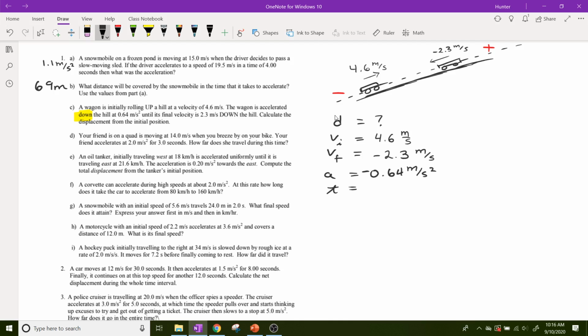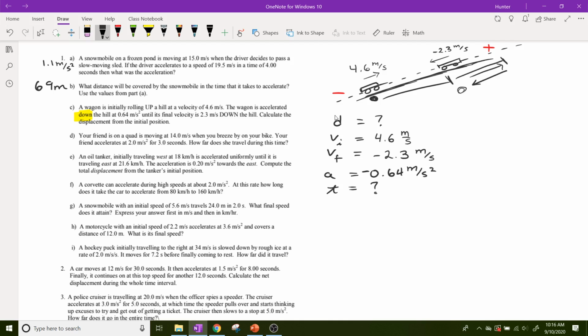Do we have a time? Okay, so we don't have time. We don't have displacement, but we have VI, we have VF, and we have A. So the initial position would be right whenever we photographed it at 4.6 meters per second. So we're looking for our displacement from here to when it makes it to its negative 2.3 meters per second, which means it's going to go to this point, go up a little bit higher, and then come back down. And what we're looking for is here.